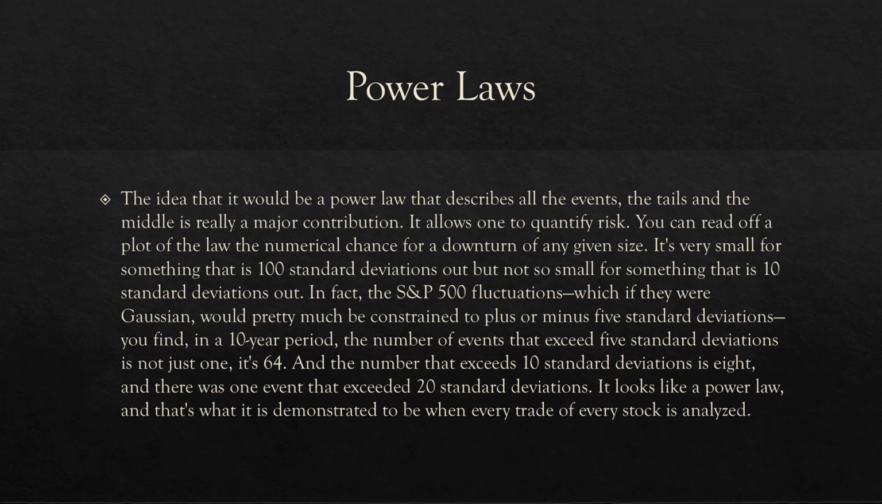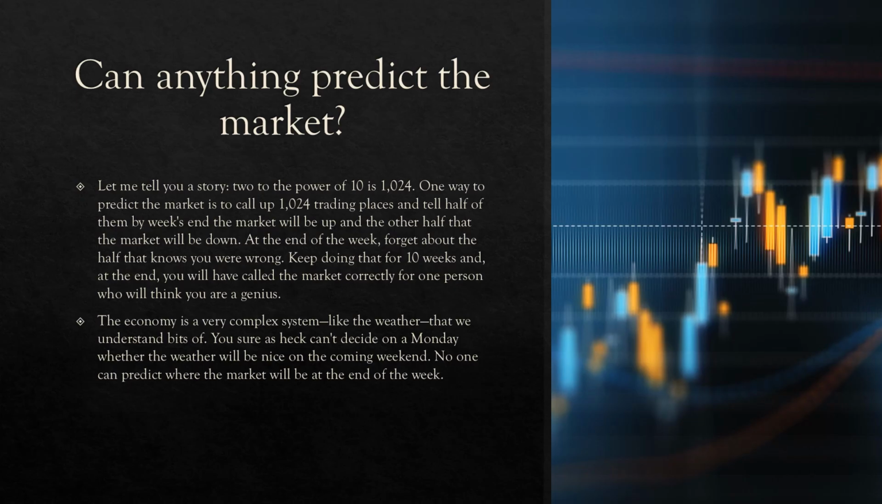So in fact, the S&P 500 fluctuations, if they were Gaussian, would pretty much be constrained to plus or minus 5 standard deviations. Over a 10-year period, the number of events that exceed 5 standard deviations is not just 1, it's 64. And the number that exceeds 10 standard deviations is 8. And there was only one event that exceeded 20 standard deviations. So it looks like the power law. That's what is demonstrated when every trade in the stock market is analyzed.